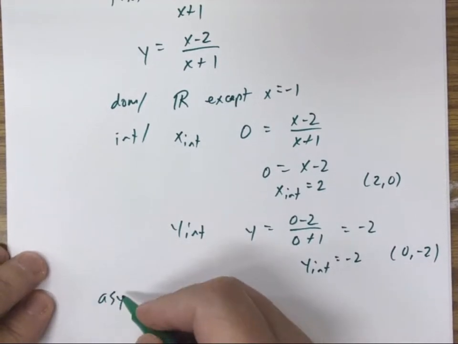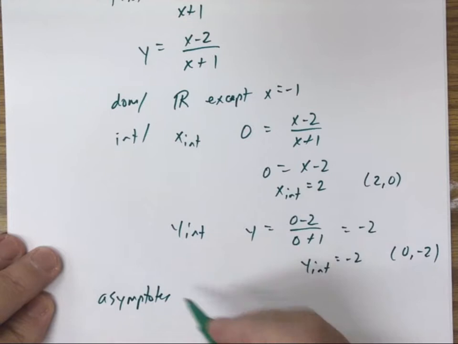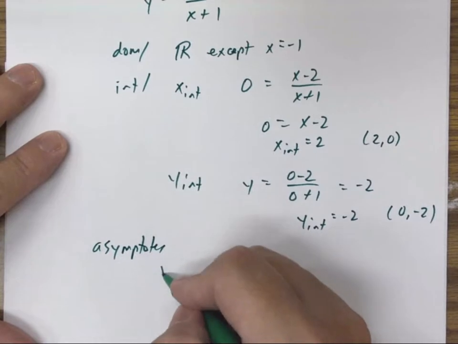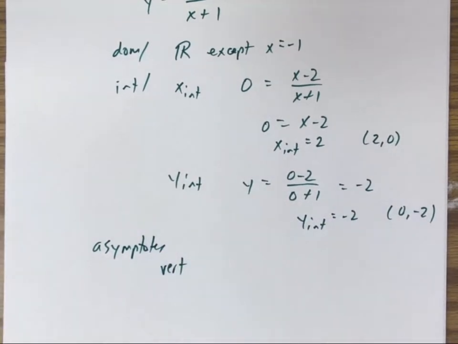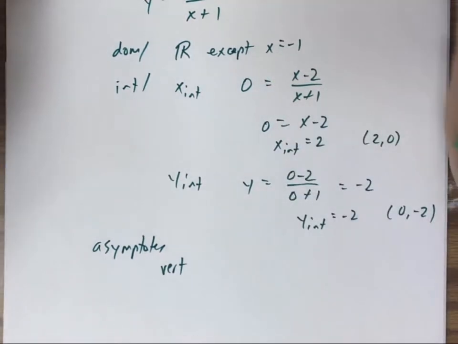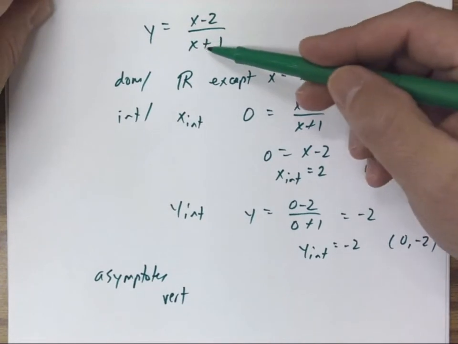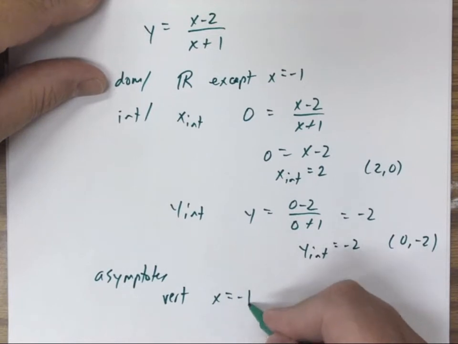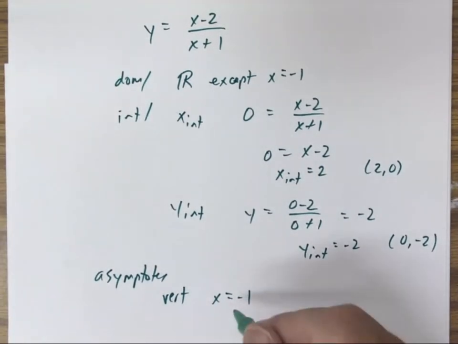Now, since I have a fraction, I will have asymptotes. Vertical asymptotes, you look at the values of x that cause the denominator to be 0. It's the same idea we were looking at for the domain. So if this is my equation, what value of x would cause the denominator to be 0? That's going to be my vertical asymptote. When we do the graph, I'm going to go to x equals -1 and draw a vertical dashed line up and down.